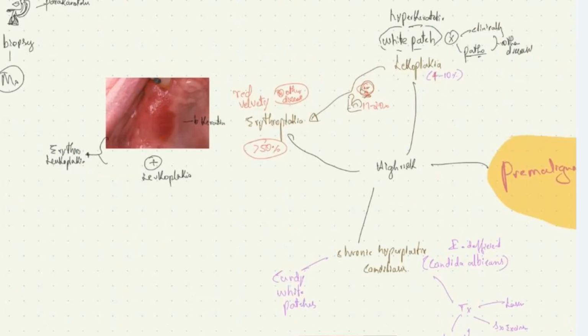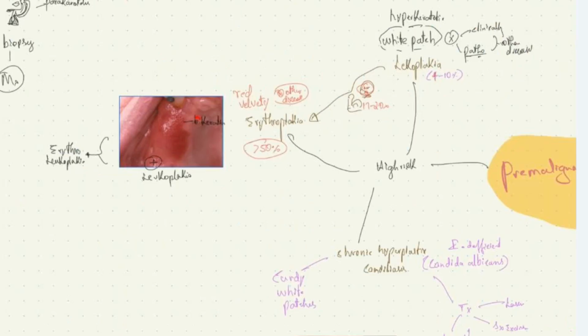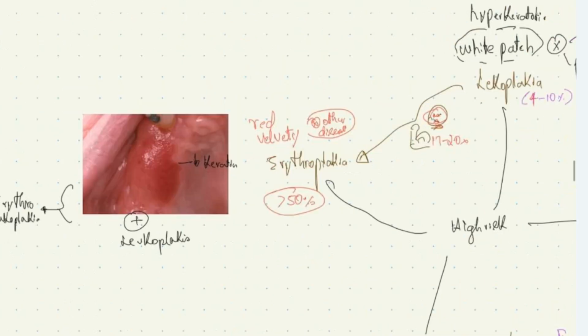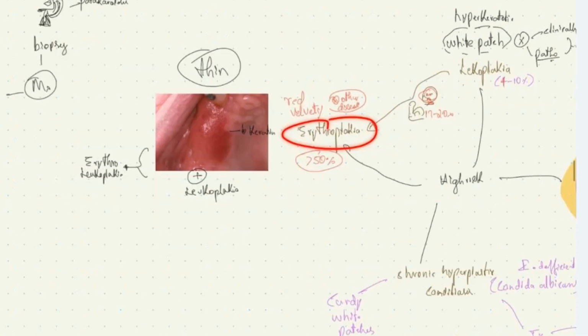This is erythroplakia. The lesion is red and velvety because the stratum corneum layer here is thin, in contrast to leukoplakia where it is thick. Due to the thin stratum corneum, the submucosal blood vessels will be clearly visible, which manifests as a red lesion. If we see leukoplakia along with erythroplakia, we call it erythroleukoplakia.